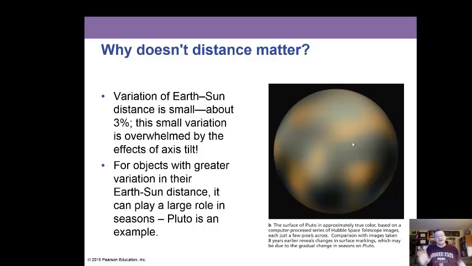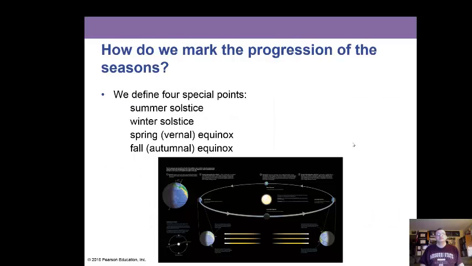Now that difference is about the same as this analogy. Let's say you were 30 feet away from a bonfire and you step 1 foot closer to that bonfire. Are you going to feel a lot more heat? No, you really won't feel anything, it's negligible. So that's the same variation we see in our orbit around the Sun. Now we have 4 points in our orbit: the summer solstice in June, the winter solstice in December, and the spring and fall equinox.